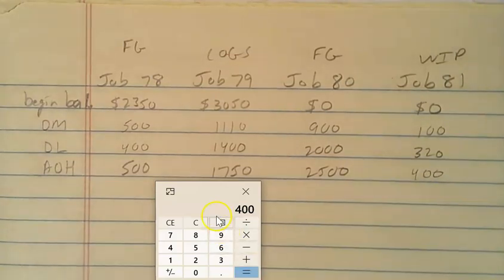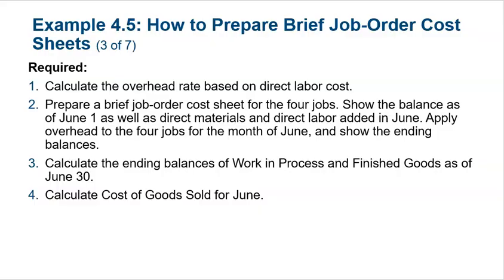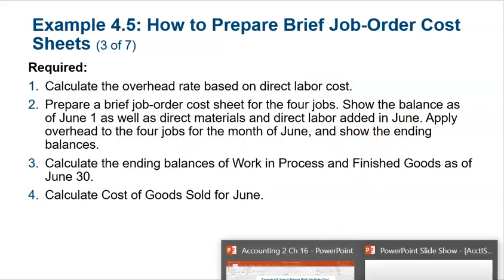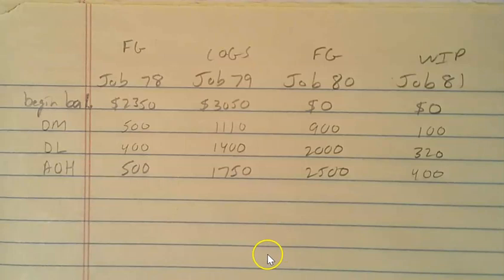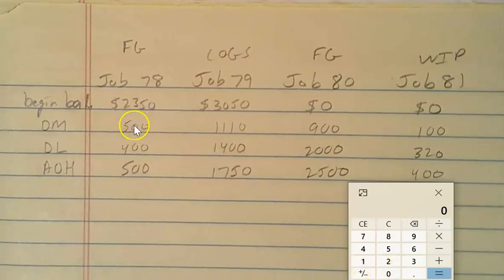All right. So let's hold on to that information. I'm going to go back over here. They said, prepare a brief job order cost sheet for the four jobs. Show the balance as of June 1st, as well as direct materials and direct labor added in June. Apply overhead to the four jobs for the month of June and show the ending balances. We have done all of that already, except for one thing. We have to tally these up.